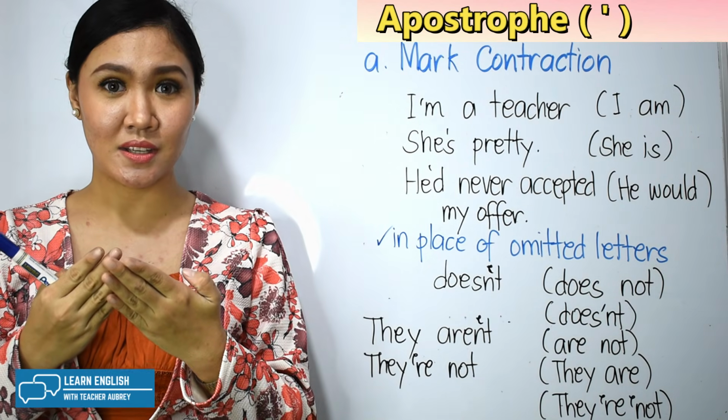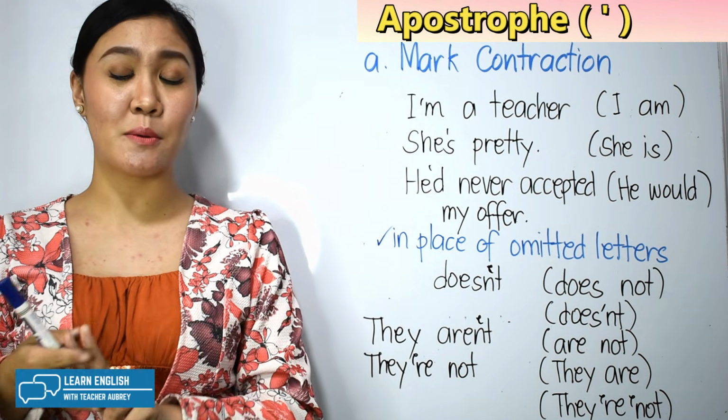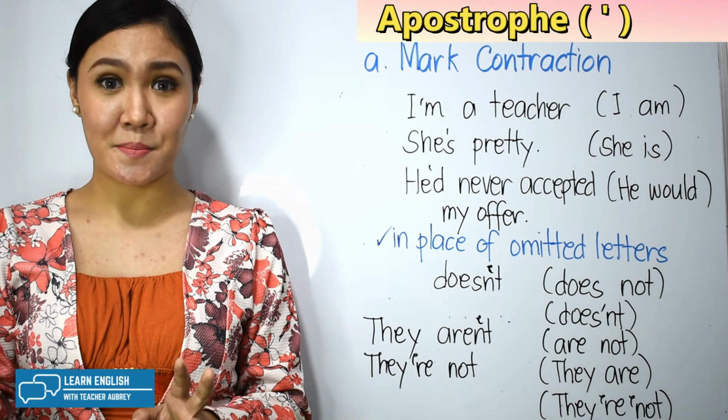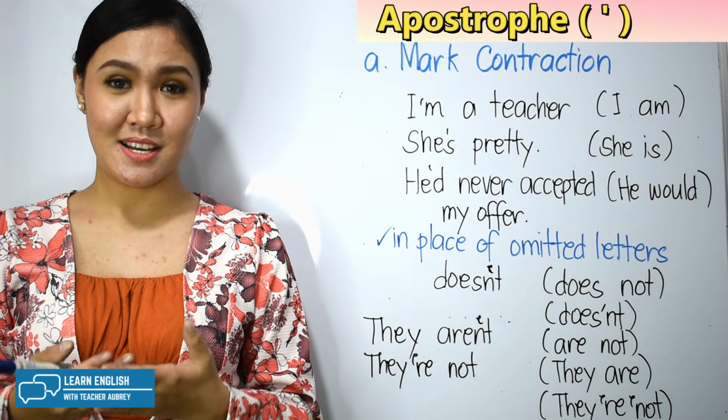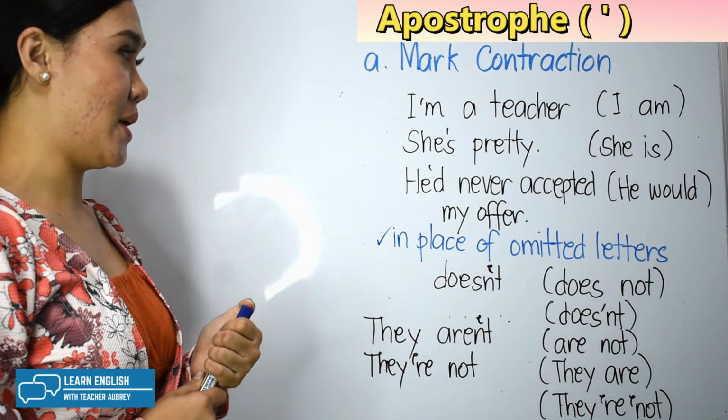Pinag-combine na salita. Tandaan natin, for contracted words in English, hanggang dalawa lang ang pwede nating i-contract na words in English, such as I am. It will be I'm. She is. Magiging she's. Tingnan natin itong mga halimbawa.